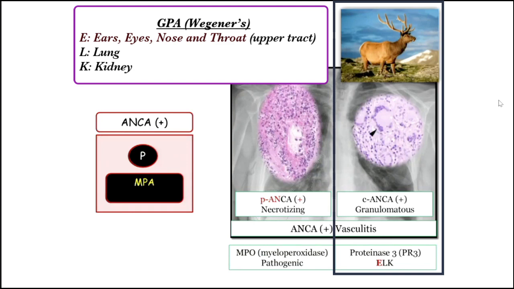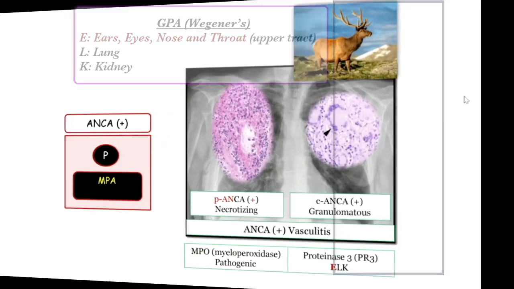E is ears, eyes, nose, and throat. It's just upper tract involvement. But if they give you ear or eye involvement, it can still be Wegener's.